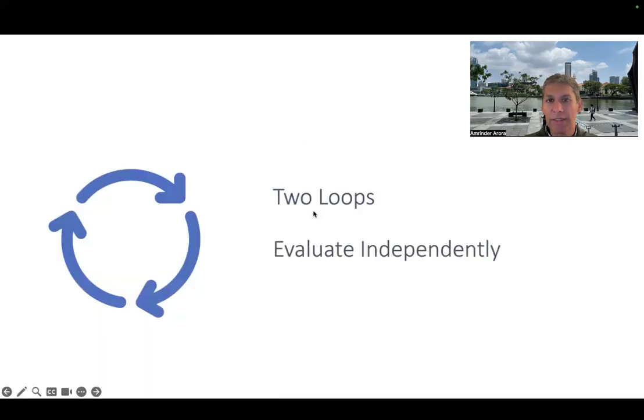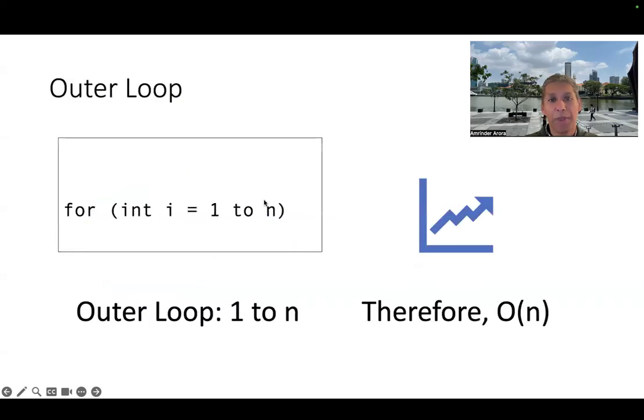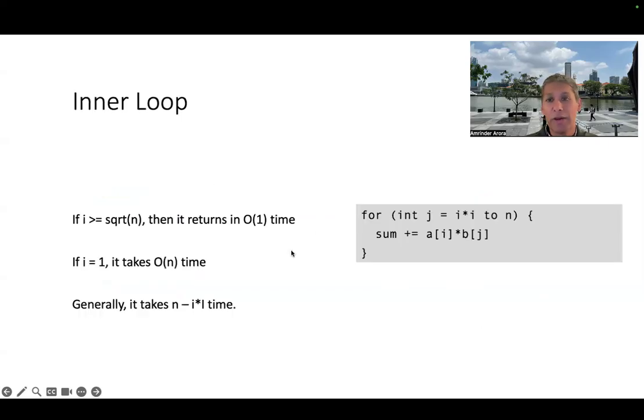So our first analysis could be that here there are two loops that are nested. Maybe we can evaluate them independently and then just multiply. So let's try that first. So this is the outer loop. i equal to 1 to n, order n. Simple, easy. Let's go to the inner loop.